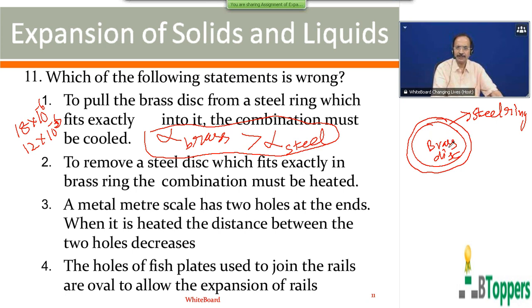Therefore, when heated, the brass disc will fit into the steel ring more tightly. That means it will become more difficult to pull out the brass disc from the steel ring if the combination is heated. Because the brass expands more, the circumference or perimeter of the disc will expand more compared to the circumference or perimeter of the ring. So therefore, the disc will fit more tightly into the ring. Cannot pull out the disc.